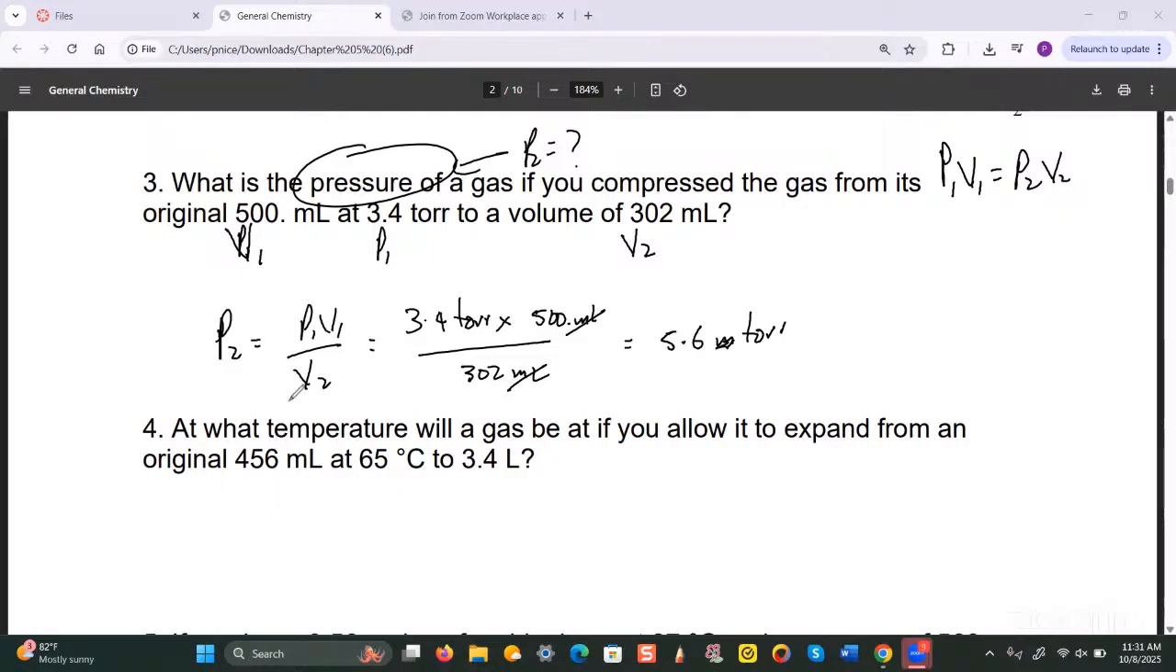Okay, let's look at number 4. Number 4 says, at what temperature will a gas be if you allow it to expand from the original 456 milliliters at 65 degrees Celsius to 3.4 liters. So it gives you the initial volume, the initial temperature, the final volume, and it's asking for the final temperature. All right? So what law comes to mind when it comes to this question?